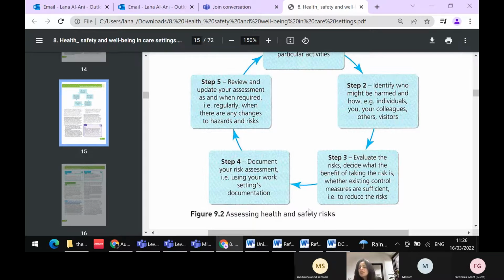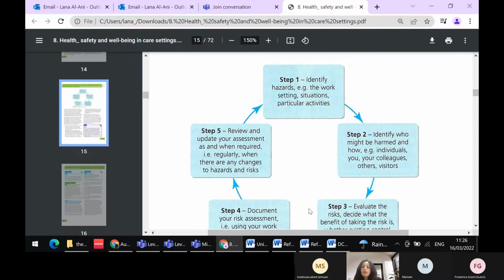Is whether existing control measures are sufficient as well. Is there any proper procedure followed, so I can reduce this risk? Another thing I can do, I document the risk assessment, because I have just done the risk assessment. I need to document it, use it in my work setting documentation and follow it.